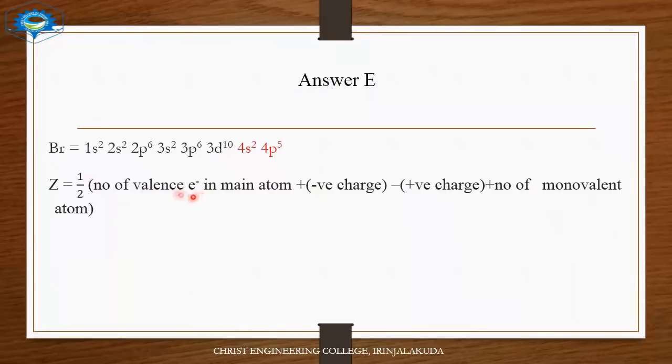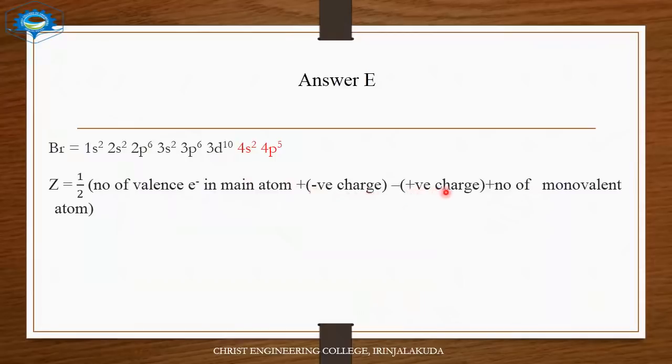And what will be the number of valence electrons? How will we find the number of valence electrons? For that we should know the electronic configuration of bromine, and in the last shell how many electrons are occupied. In the case of bromine it is 3d10 4s2 4p5. So number of valence electrons in the outermost shell, the fourth shell, which contains the s and p orbitals, is 2 plus 5, that is total number of valence electrons equal to 7.